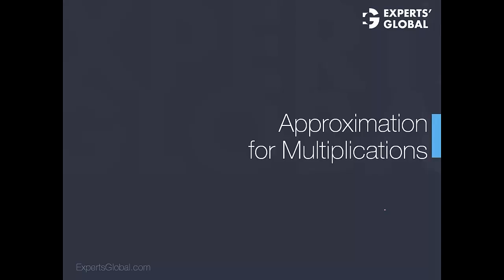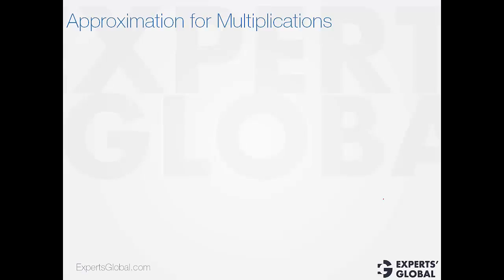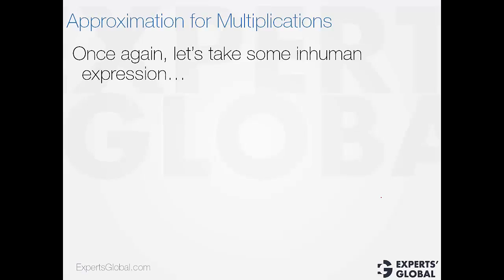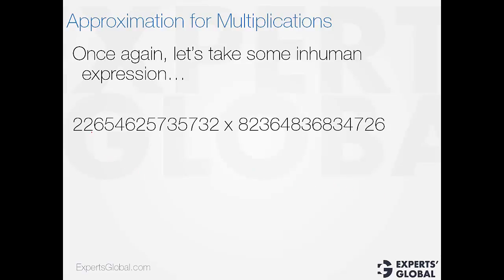Approximation for multiplications. Let's take some inhuman expression just because I want to show that it is quite easy to do. So put a decimal after one place and just count 2, 4, 6, 8, 10, 12, 13, 15, 16, 17, 18, 20, 22, 24, 26. Okay, so into 10 raised to power 26. So we have 2.26. Let's round it off to 2.3.